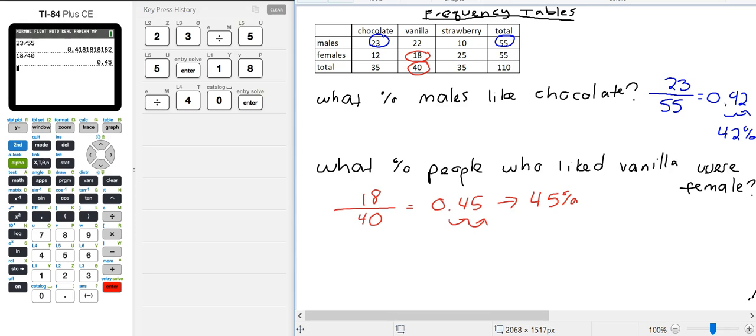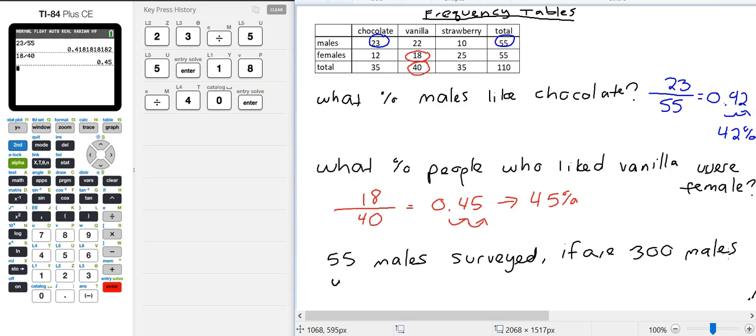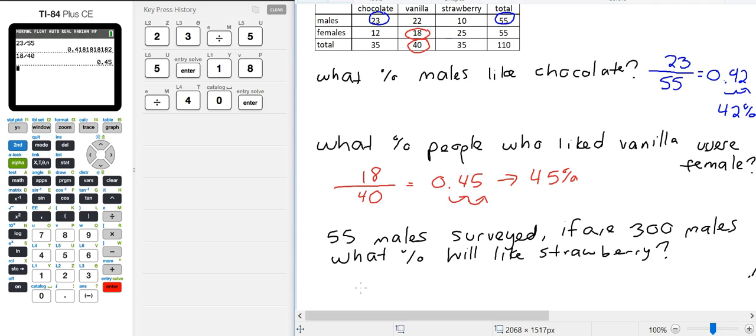Another question you might be asked is to use this information to predict something else. So let's say we know that there were 55 males surveyed, and we want to know, of the 300 males in the school, what percent of them will like strawberry best? We're going to use the information from the table to predict for a larger amount of people. So we're going to set up a proportion. If out of the 55 males that were surveyed, 10 of them liked strawberry best, X males out of 300 males will like strawberry best.